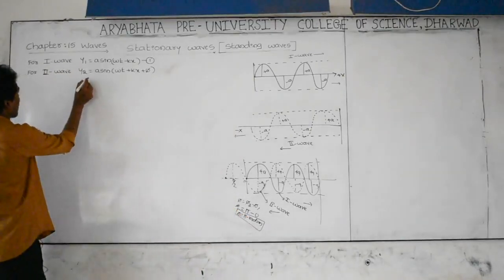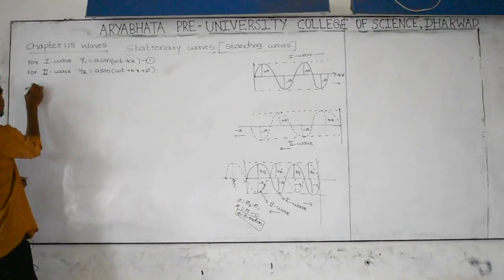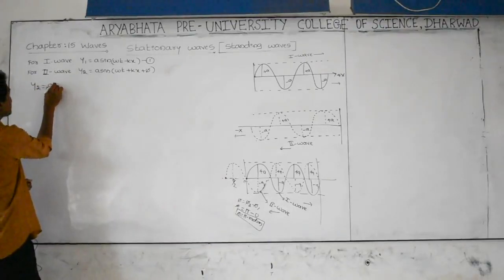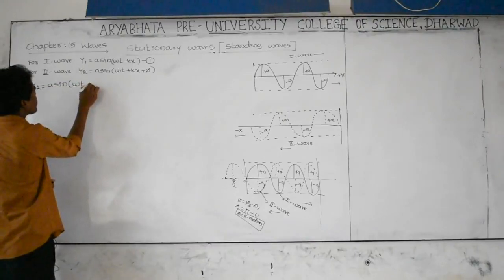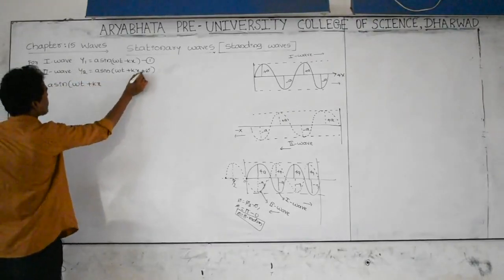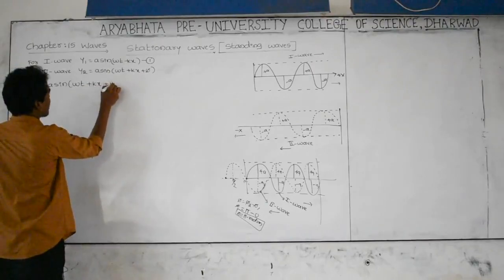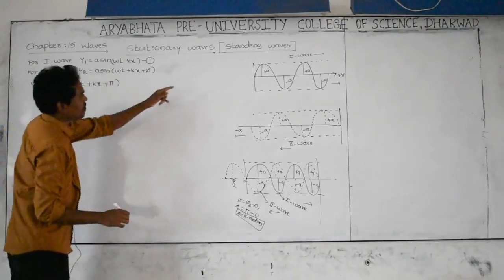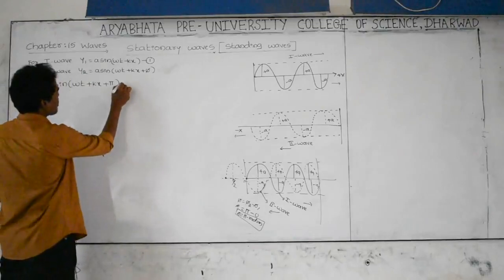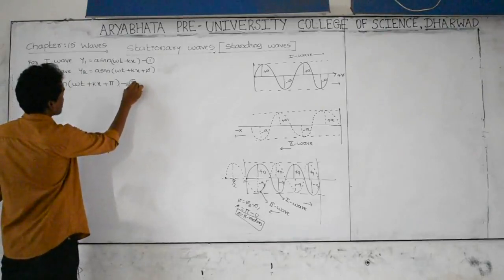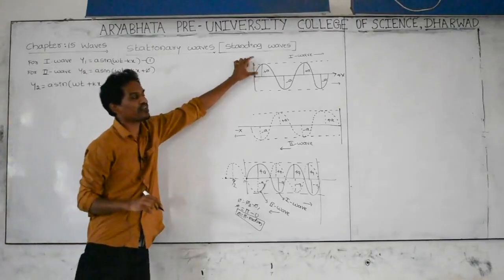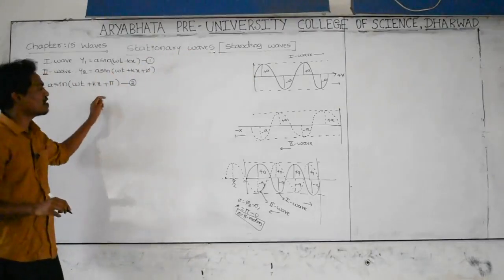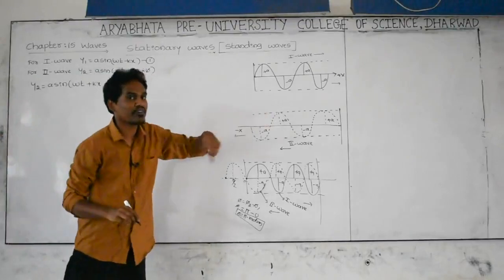Let us modify this equation: y2 is equal to a sin of omega t plus kx plus pi. I am replacing the phase with pi radian, because between those two waves the phase difference is equal to 180 degrees. Let us take it as equation number 2. By using equation 1, the displacement of the first wave can be found. By using equation 2, the displacement produced by the second wave can be found.